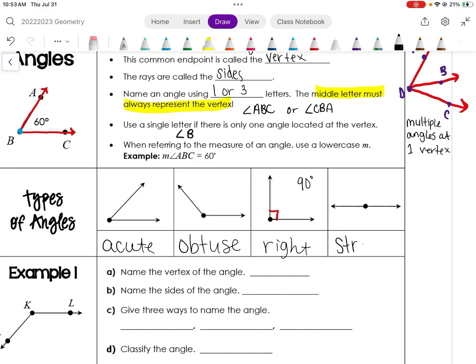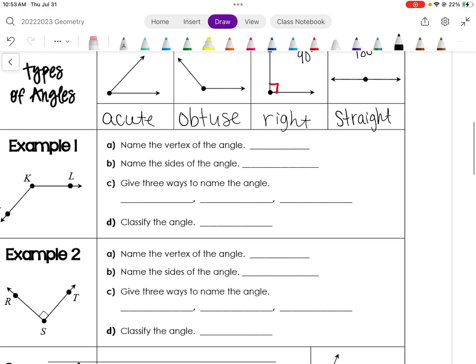And then this is called a straight angle. It just looks like a line. This one's 180 degrees. It's like if you took 2 right angles and you put them together. It makes a straight line, 180. All right, so example 1, we're gonna name this angle multiple different ways.